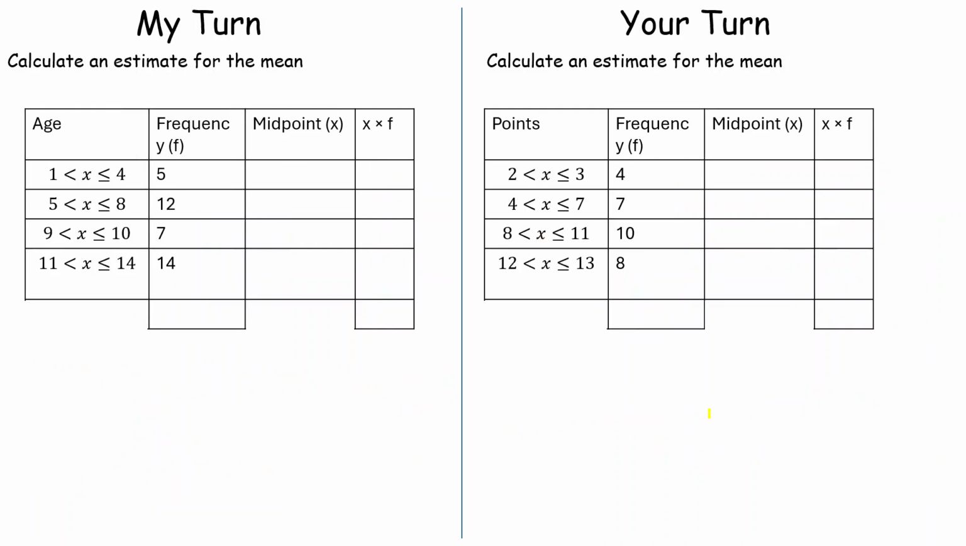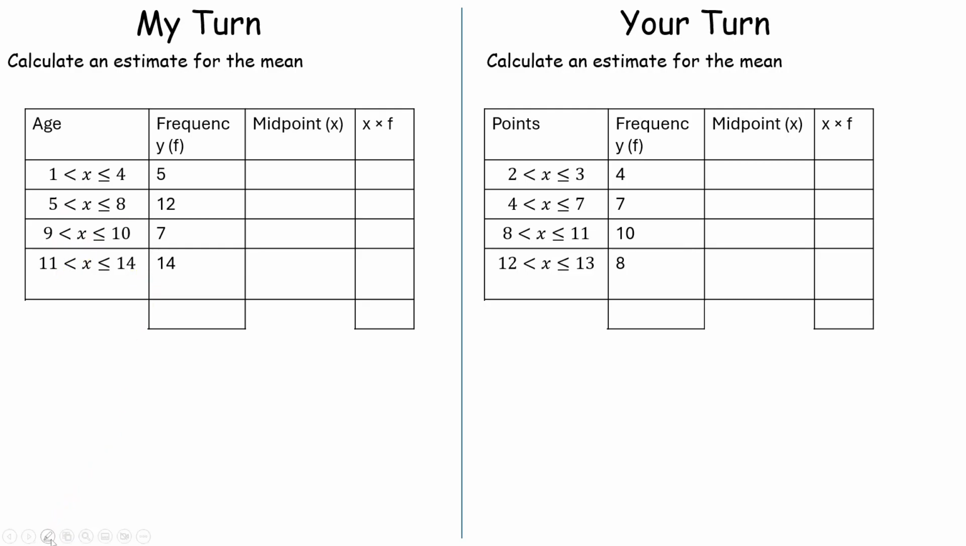Now, I've got another my turn, your turn here. It's the same idea again, but this time you're being given the group data in inequality notation. All this means is, for example, age here is saying the age is bigger than 1, but less than or equal to 4. So that's saying it's between 1 and 4. Here it is saying your age is between 5 and 8, between 9 and 10, between 11 and 14. But it works in the same way as before.